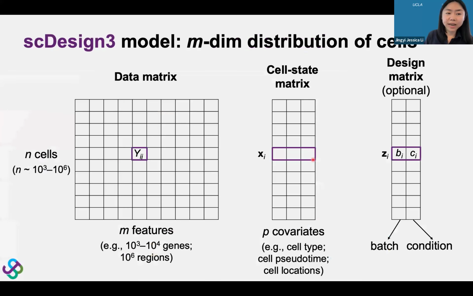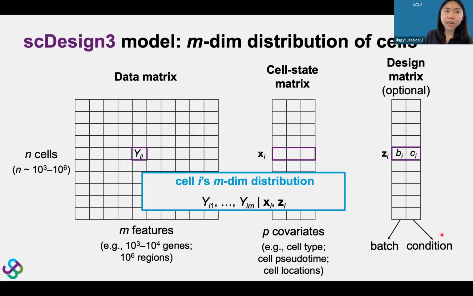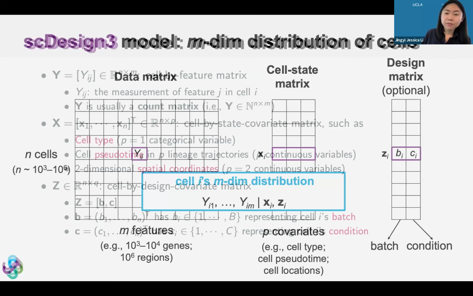So just to quickly summarize, I use the following notations. Yij as the count for gene or feature j in cell i. And corresponding to cell i, I have a cell state covariate vector denoted by xi, which is p-dimensional. I have a design covariate called zi, where we only consider 2 categorical covariates, bi for batch, ci for condition. What I'm interested in learning is cell i's m-dimensional distribution conditional on xi and zi. That's my goal.